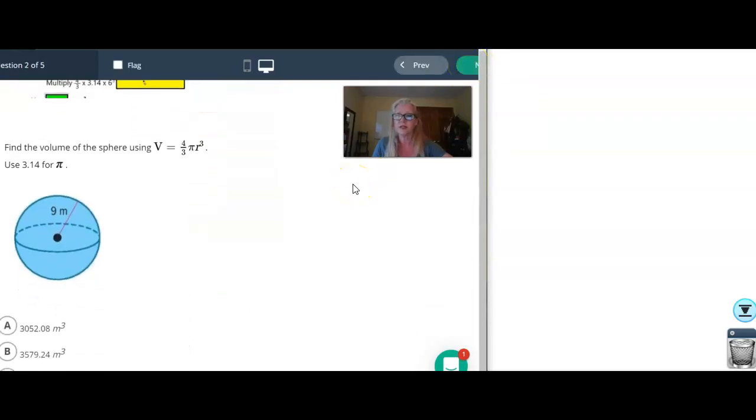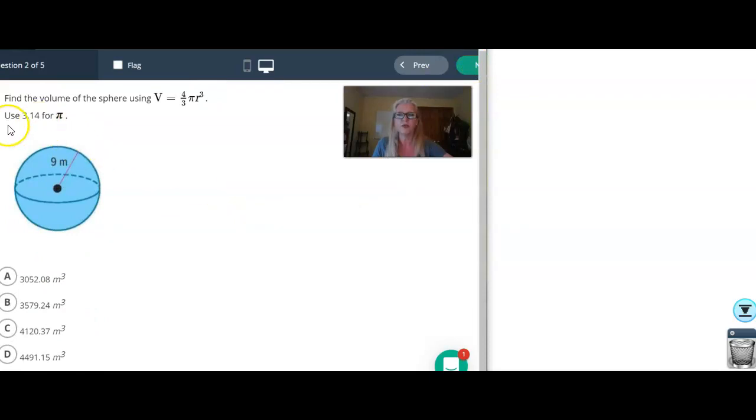The second question asks you to find the volume using 3.14 for pi. Okay, well, they've given you the radius is 9, so all you really have to do is plug this in a calculator. All right, let me show you how I would set this up. Over here, volume is equal to, and I would do 4/3 times pi, we're going to use 3.14, and the radius was given, it's 9, so we're going to have 9 to the third power.